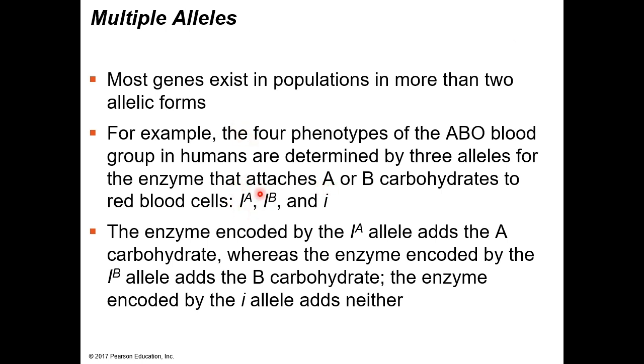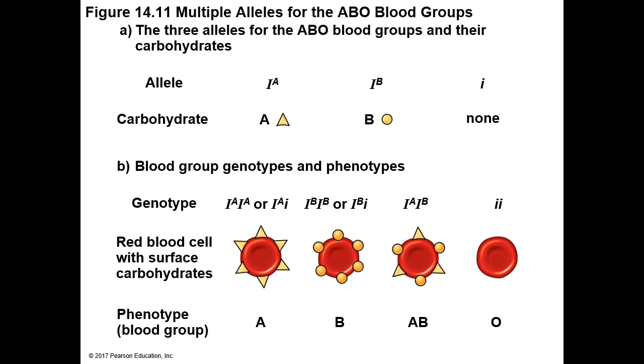The blood type A allele is IA, B is IB, and the type O is lowercase i. The enzyme encoded by the IA allele adds the A carbohydrate, whereas the enzyme encoded by the IB allele adds the B carbohydrate. The enzyme encoded by the lowercase i allele adds neither. So here we see the different carbohydrates that are added to the surface of the red blood cell depending on the allele the individual has.